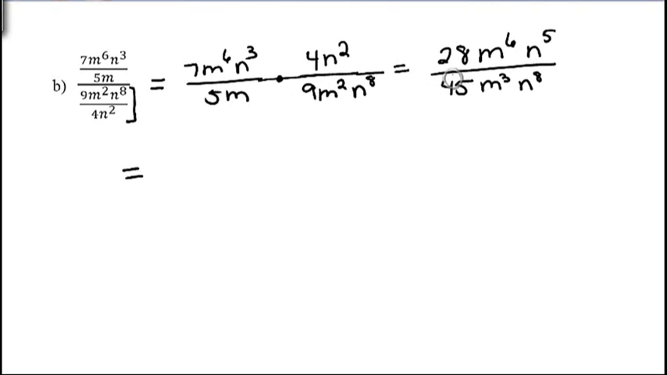So we can't simplify anything with our number part, so those are going to remain 28 and 45. Then we have m to the 6th divided by m cubed, so that's going to leave us with m cubed up on the top, because these 3 m's are going to cancel with 3 of the m's on top, leaving us with 3 m's. We have n to the 5th on the top and n to the 8th on the bottom, so all 5 of these up here will cancel with 5 of these here, leaving us with an n cubed in the denominator.